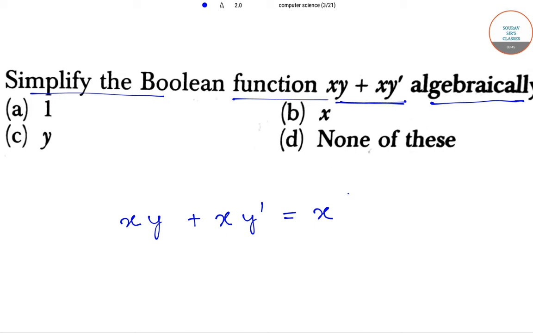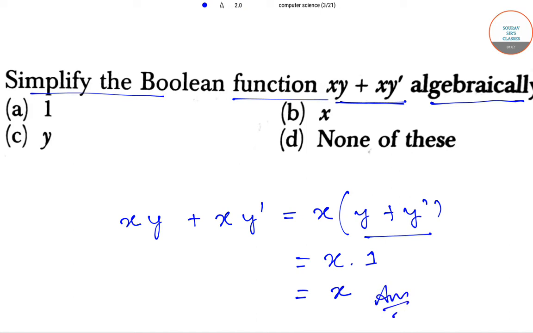We can take x in common and write y plus y dash, right? So here in the next step we can also write this x, and this y plus y dash is 1, so it will be then x. So x will be our answer here. So option A was 1, that is incorrect. Option B was x, so our answer is also x. So this will be our answer for this question.